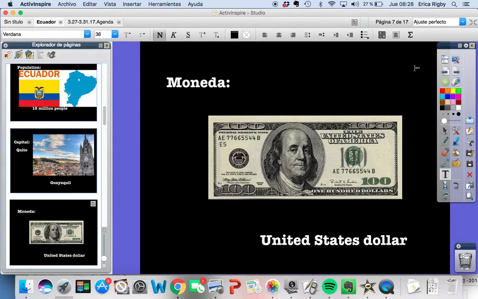The money, the currency that's used in Ecuador, and this surprises a lot of people, is the United States dollar. There are several countries in the world that use the United States dollar outside of the United States as their currency. It's really easy for United States citizens to travel to Ecuador and to pay for things there because they don't have to go through the currency exchange office. And so a lot of people will go there because they won't have to lose any money in that transaction of getting the currency exchanged.